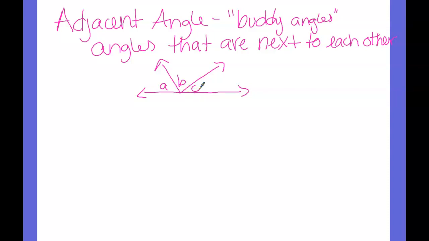What's a pair of adjacent angles? Angle A and angle B, because they're buddies, they're right next to each other. And then angle B and angle C, because they're right next to each other. Are A and C buddy angles? No, so they are not adjacent.